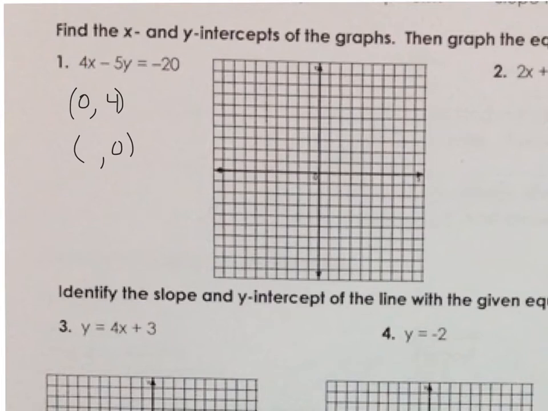And then when I cover up the y value, 4 times something equals negative 20. Well, that's got to be negative 5. And now I have found my intercepts. So 0, 4 would be 1, 2, 3, 4. And negative 5, 0 would be 1, 2, 3, 4, 5, 0 would be like right there. And so the line would look something like that.